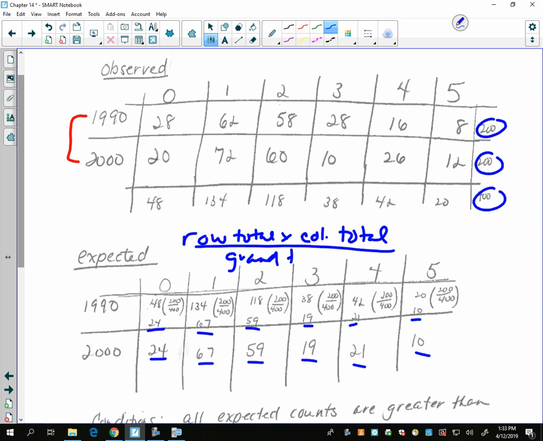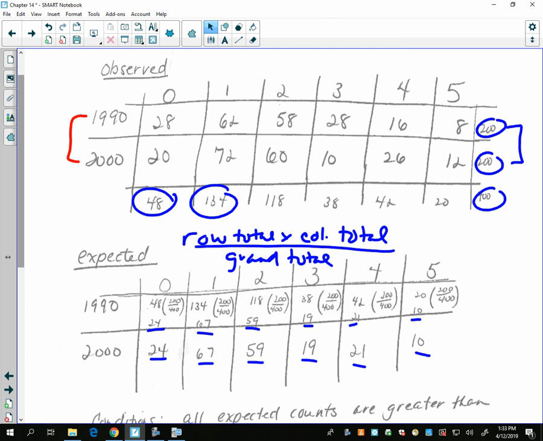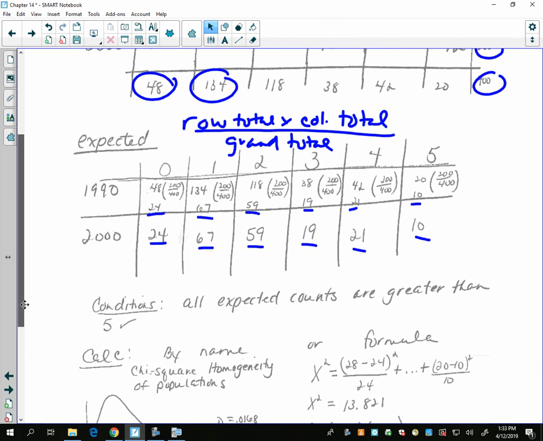And I don't like to think of it that way, although that's the formula. I just like to think to myself, okay, well, what's the proportion of 1990 out of the total? Well, it's half. So it's half of 48, and then you do half of 134. If these two numbers are not the same, then the expected cell counts would be different, as we saw in the other test. All right, so basically, we look here, and all expected counts are greater than 5. Well, the exact words are all expected counts are greater than 1 and no more than 20% less than 5. But the quick way that satisfies both is all expected counts are greater than 5.